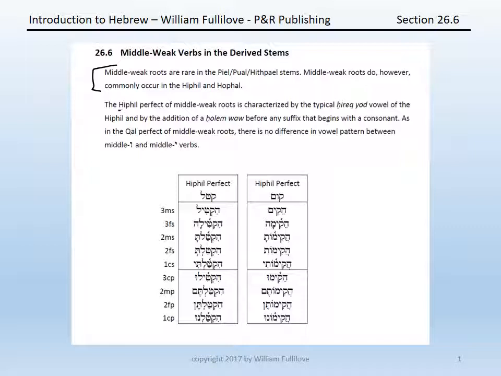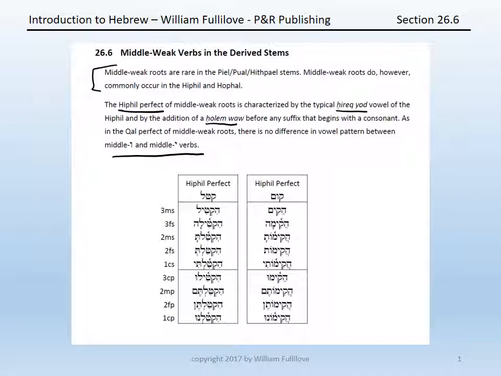The Hiphil perfect of middle weak roots is characterized by the typical Hireq Yod vowel you would expect in the Hiphil, and by the addition of a Holam Vav mater before any suffix that begins with a consonant. Remember, the suffixes are the same perfect suffixes you know well. Also, as in the Qal perfect of middle weak roots, there will be no vowel pattern difference between a middle Vav or middle Yod verb.